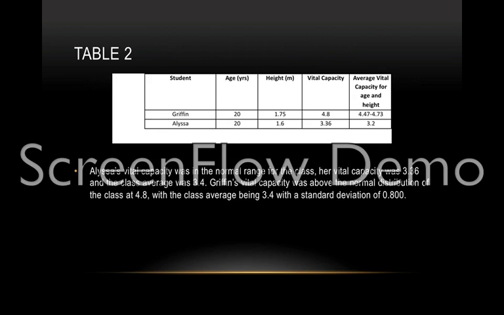This is our individual data. Alyssa was in the normal range at 3.6, and Griffin was above the normal range at 4.8. This difference was probably due to the averaging of the male and female vital capacities, which were fairly different.